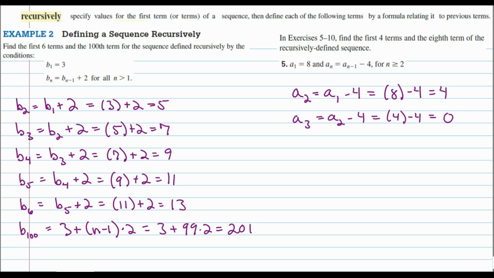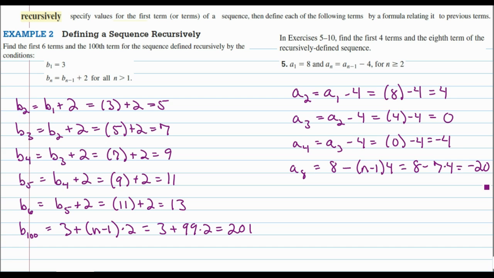That might not be too bad, but I'm just going to find the 4th and then look at the explicit pattern to find my 8th term. I start out with a sub 1 and subtract n minus 1 4's depending on which term I'm looking at. So in the 8th term I'm going to subtract 7 4's, which will leave me with negative 20 as that term.